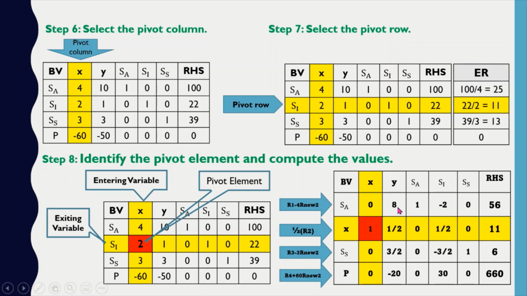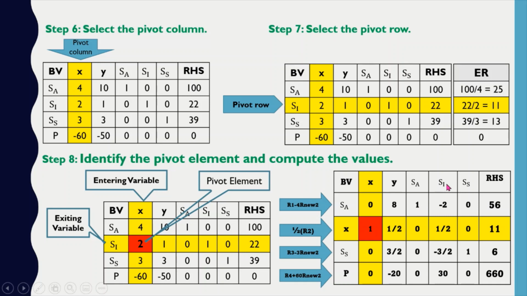Okay, so next, again, let's do this R1. For column SA, we have our SA is 1 minus 4. But of course, we're going to multiply that with our new row 2, which is equal to 0. So 4 times 0, that is 0. But of course, we have here the value 1. 1 minus 0, so that is equal to 1.